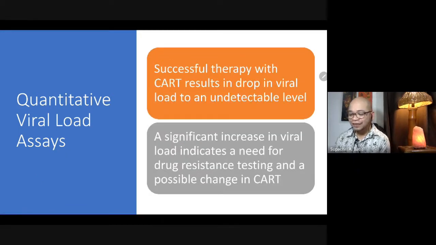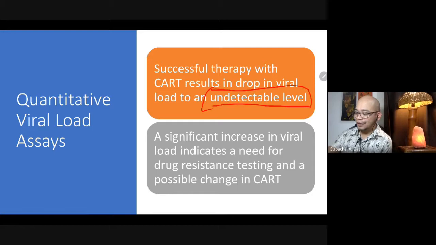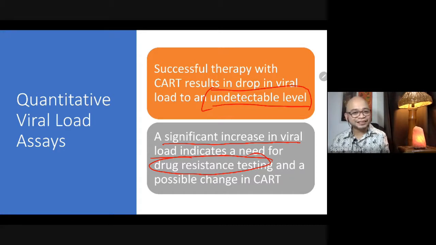So quantitative viral load will assess whether there has been successful therapy in CART results, because kapag successful yung antiretroviral therapo mo, then the viral load will drop to undetectable level. However, if the ART is not successful, then there would be a significant increase in viral load. Therefore, there could be a drug resistance. So the next thing that we should be doing is to perform drug resistance testing and a possible change in CART.